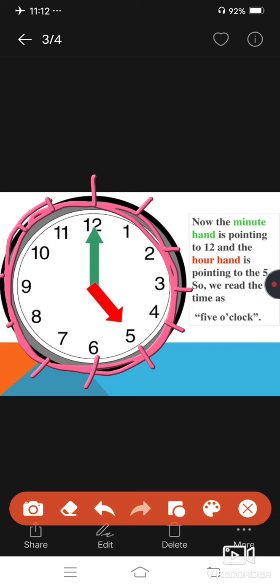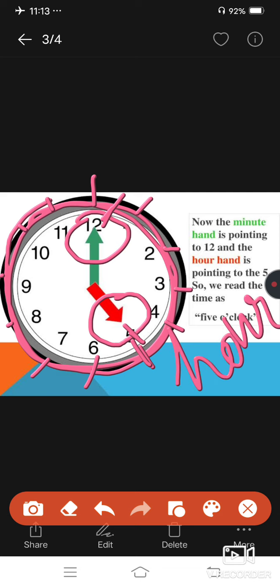But it has a short hand and a long hand. Just like we have two hands, the clock also has two hands. This is the short hand, and that is the long hand. The short hand of the clock indicates the hours, while the long hand indicates the minutes. This is the short hand, it shows hours, and this is the long hand, it shows minutes.